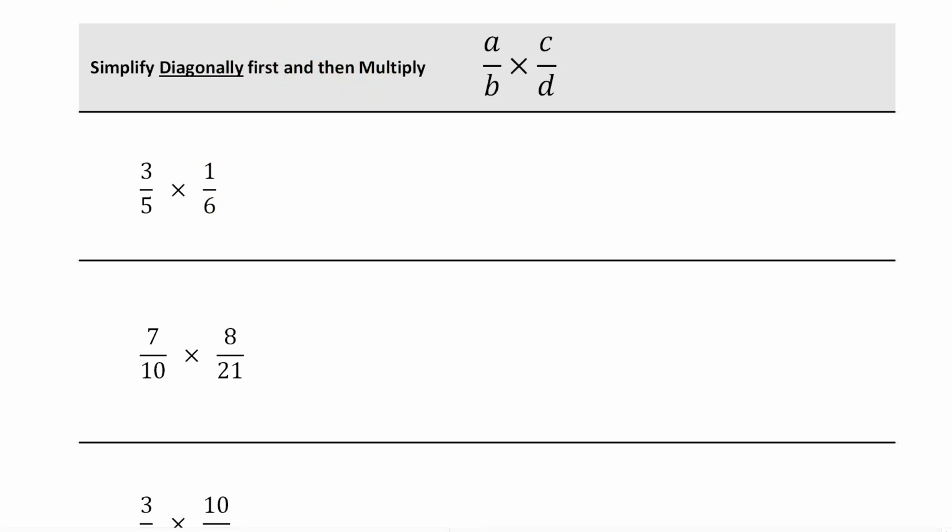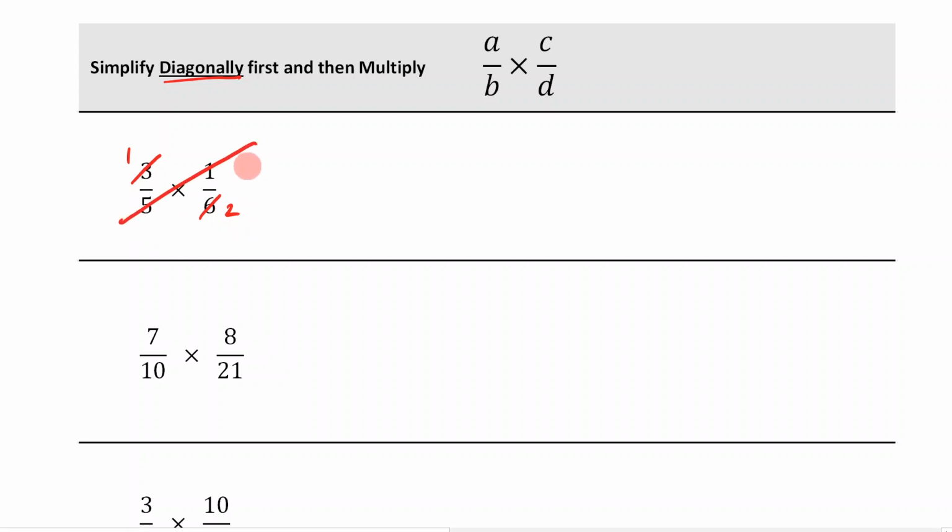Well, let's just look at our first question here. So we would look here and we're multiplying. Tell me, can we simplify 3 and 5? No, you can't. Can I simplify 1 and 6? No, you can't. But what we can do is we can simplify diagonally. I have 3 and 6 here. I know that both of those are divisible by 3. So I'm dividing like this, simplifying like this. 3 divided by 3 is 1, and 6 divided by 3 is 2.